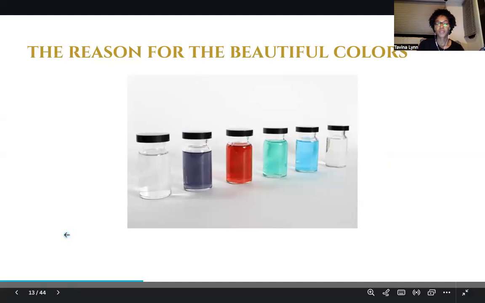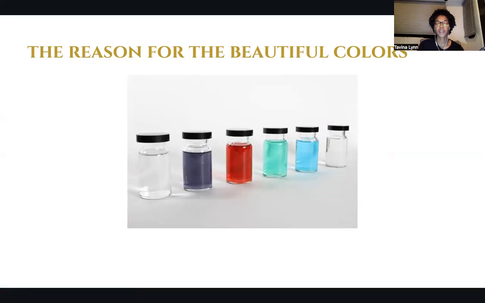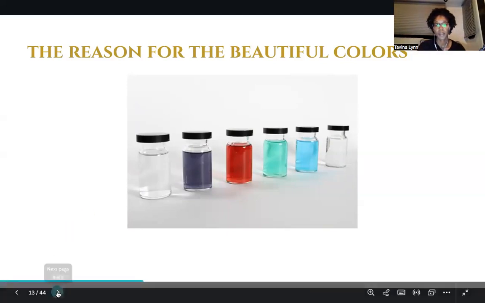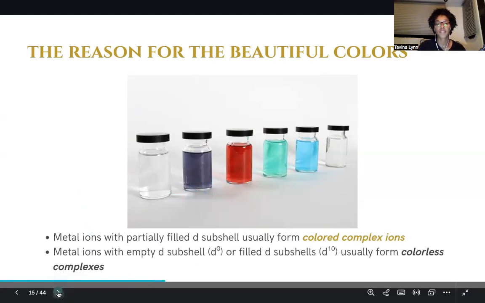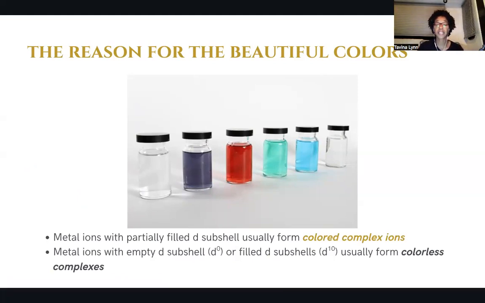So, what is the reason for the beautiful colors that we see in these complexes that have transition metals in them? It turns out that transition metals with partially filled d subshells usually form colored complex ions. But if the transition metal ions have an empty d shell or a completely filled d subshell, these usually form colorless complexes.